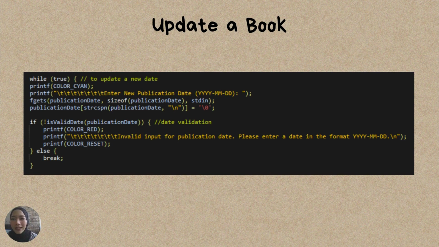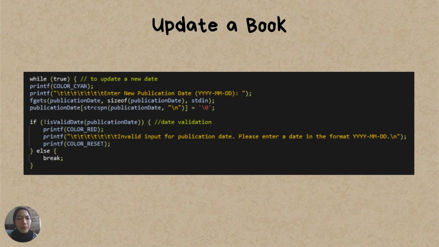This is also a while loop that is set to continue indefinitely until the break statement is encountered. Inside this loop, it prints a prompt message in cyan color to ask the user to enter a new publication date in the format year, month, and date. It then uses fgets to read a line of text from the user's input and store it in the publicationDate variable. The sizeof publicationDate argument specifies the maximum number of characters to read.